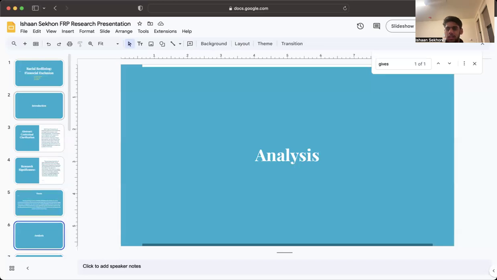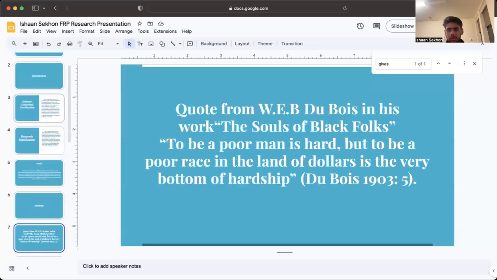So here's my analysis. Before we begin, this quote from W.E.B. Du Bois in his work The Souls of Black Folk perfectly sums up racial redlining. "To be a poor man is hard, but to be a poor race in the land of dollars is the very bottom of hardships." Although this quote doesn't directly refer to redlining, it perfectly sums up the situation by showing how African Americans who can't get financial compensation struggle to control their lives and struggle to find happiness.